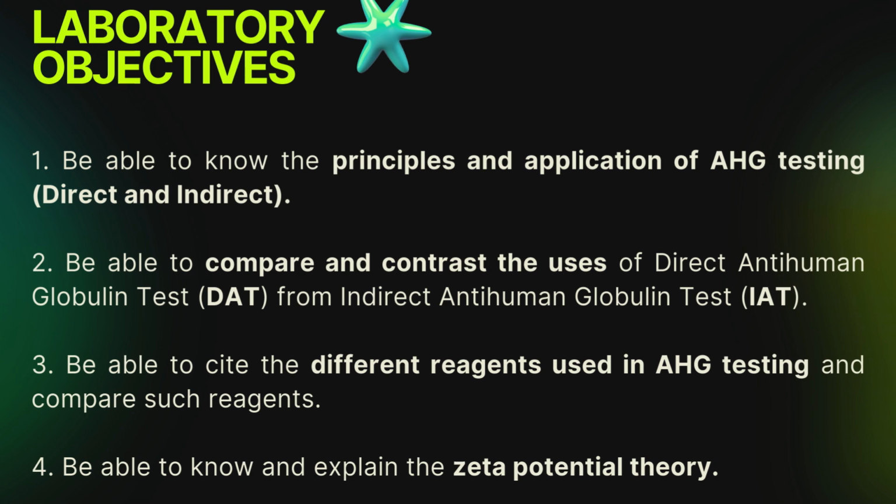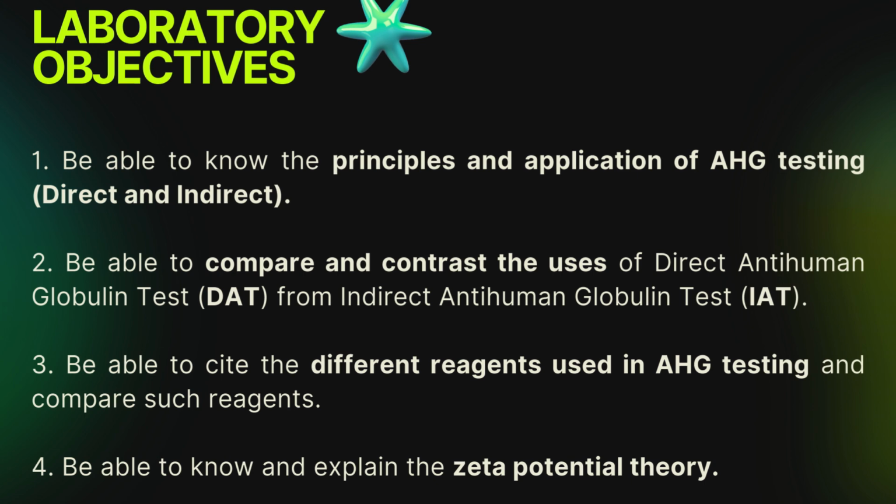For the laboratory objectives, first you'll learn about the principles and applications of both direct and indirect anti-human globulin testing. Understanding these principles is foundational to your work in the lab. Next, you'll compare and contrast DAT from that of IAT. This comparison will help you clarify when to use each type of test.